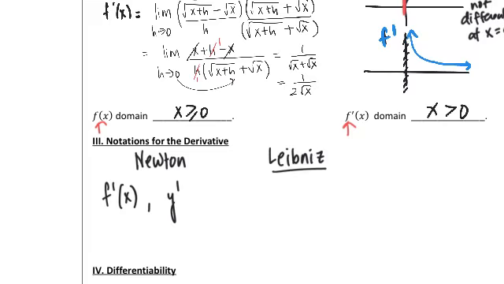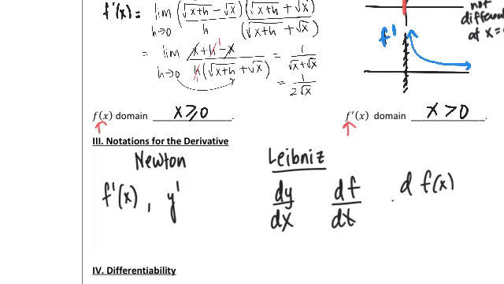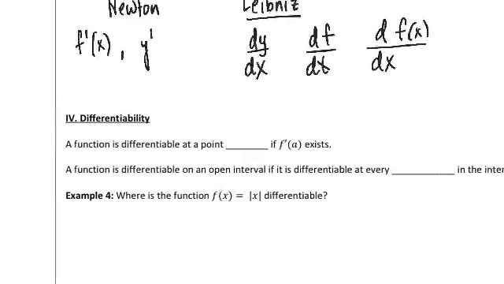The Leibniz notation says dy dx, right? Dy dx means the derivative of y with respect to x. Sometimes we'll say df dx, where f is the function, or even d f of x dx. All of these things mean the same thing. They mean the derivative, and we're going to be using all of these notations, so you want to be familiar with that.